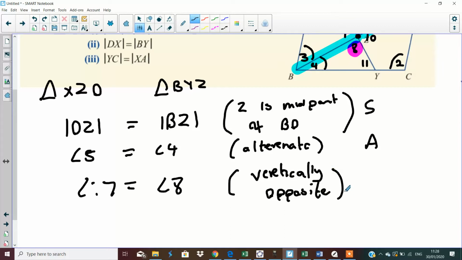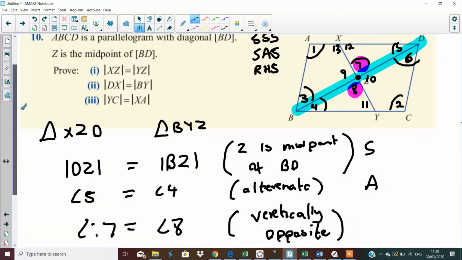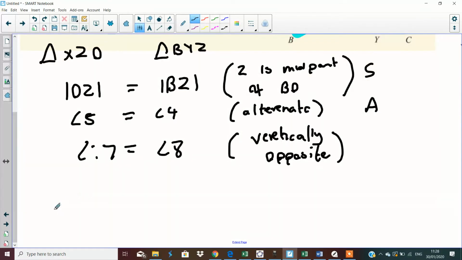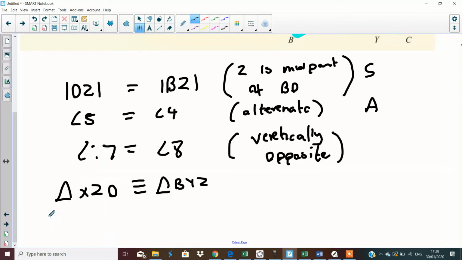We all good? Okay. Now, therefore, what can we say? Triangle XDZ and BYZ are congruent. XZD and BYZ are congruent. We'll just drag it down here. How do I say therefore? What do I need to write? Three dots, yeah? Dot, dot, dot. Okay, move on. Okay, awesome.